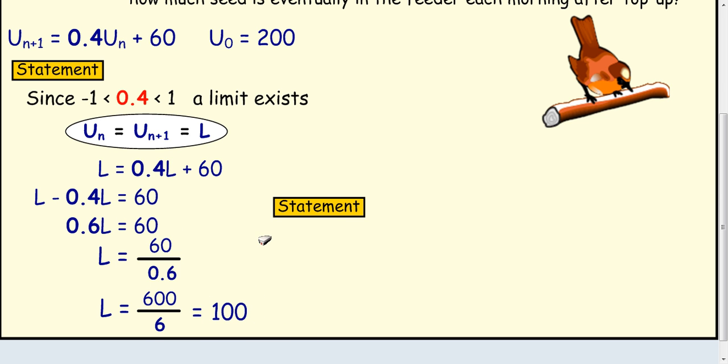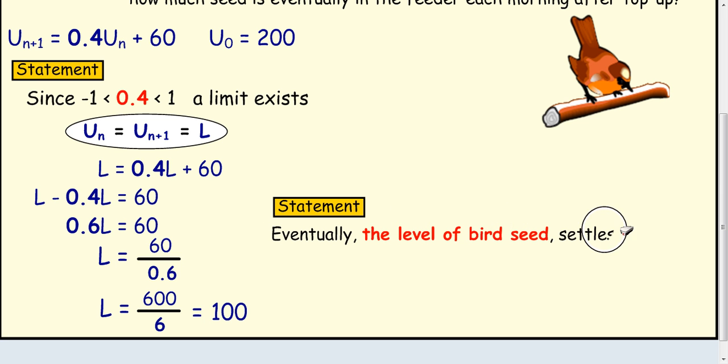Statement at the end for a mark. So far you get a mark for this, a mark here for this statement, a mark for the limit of 100, and a mark for your statement. Now, I always do the statements the same way. Eventually, and then whatever it is you're talking about in the middle, and then settles at. So eventually the level of birdseed settles at 100 grams. If it was something different that wasn't birdseed, you would put something different in red here.